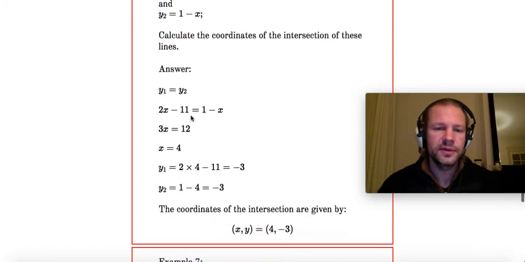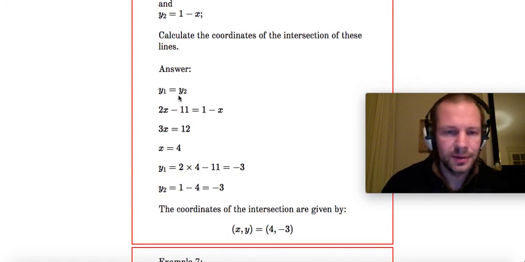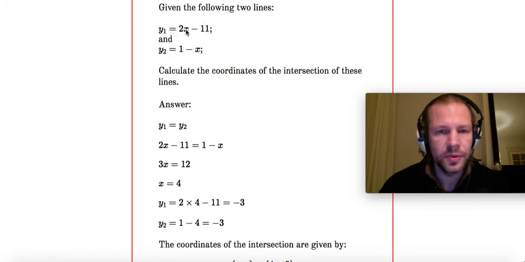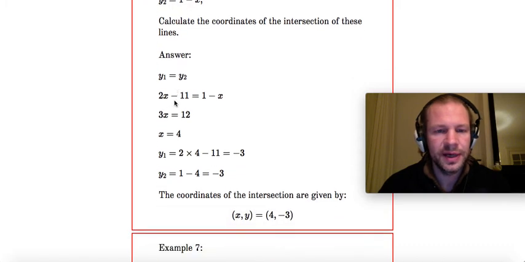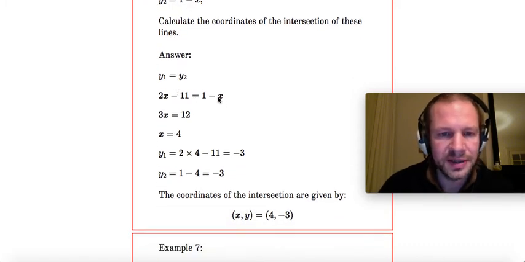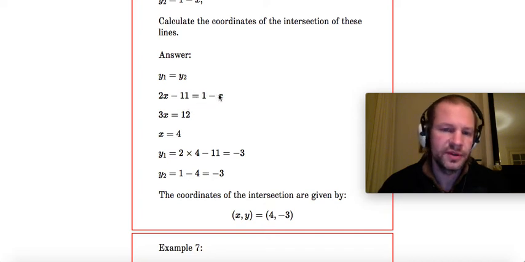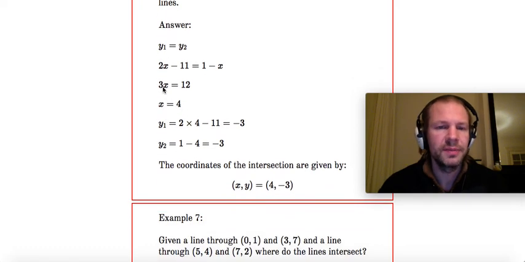So we just fill in y1 is y2, which means that we have a linear equation when this formula is equal to this formula. 2x minus 11 is 1 minus x. So we're just going to solve that like we did before. We move the 11 to the other side, and we move this x to the left side. So 1 plus 11 is 12, and 2x plus x is 3x. We divide by 3, we get x is 4.